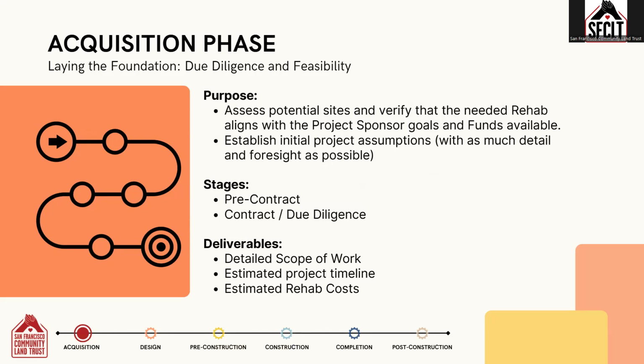Over the course of the due diligence phase, the CM will draft and refine a detailed scope of work for the rehab, put together an estimated project timeline, and an estimated cost of construction. At the end of the acquisition phase, the construction manager will have provided a final scope of work, timeline, and budget that are formalized within the loan documents.